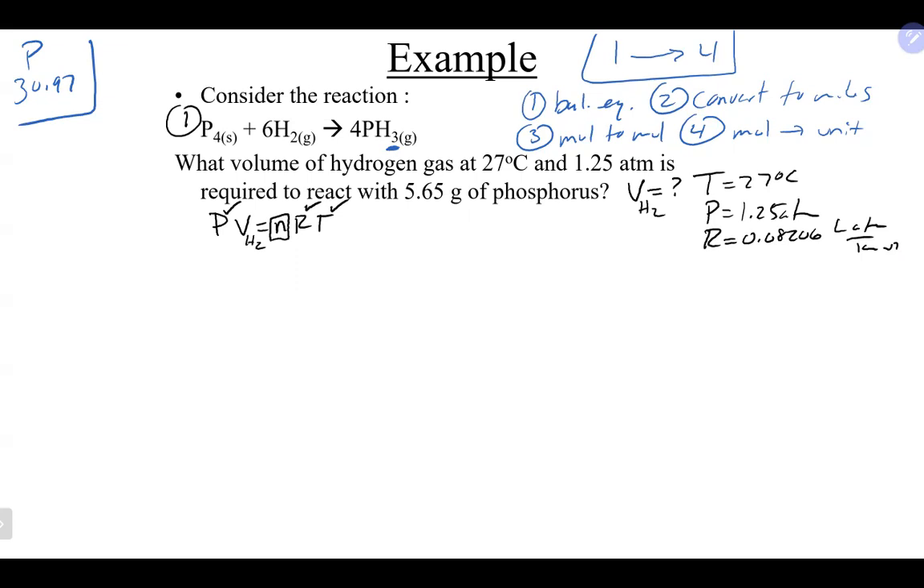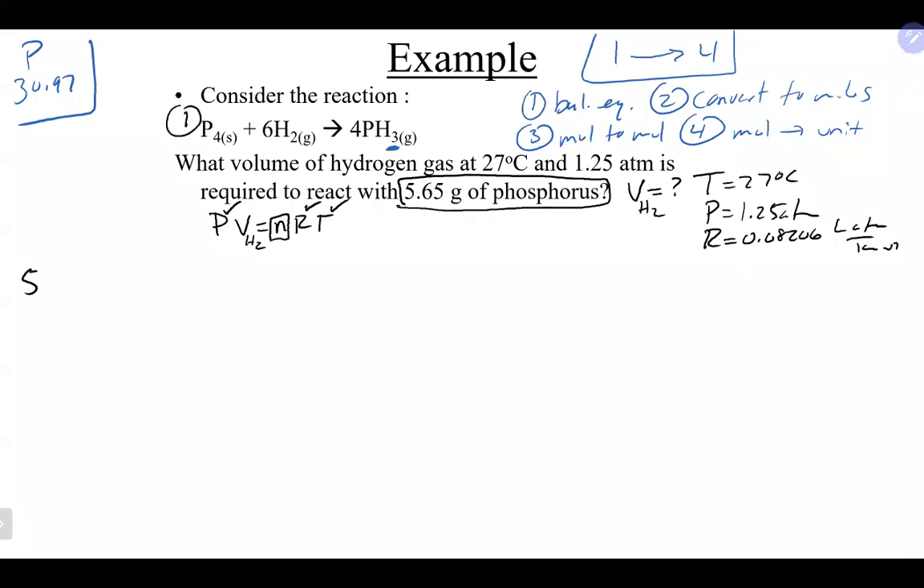That's really where the stoichiometry part of it comes into play. We can actually use the last piece of information given to us, which is the grams of phosphorus, and go through our regular stoichiometry steps to get to moles of hydrogen that will allow us to eventually do the fourth step here and use the ideal gas law. So that's really where we want to start.